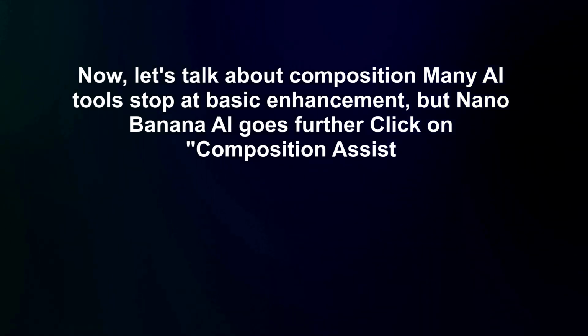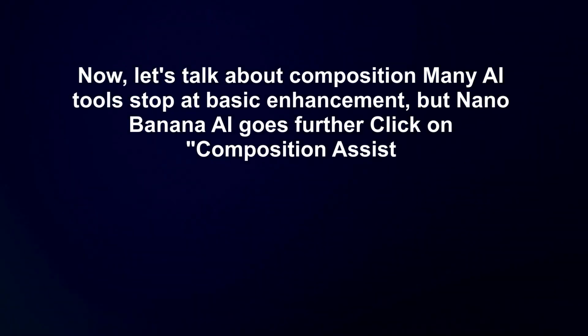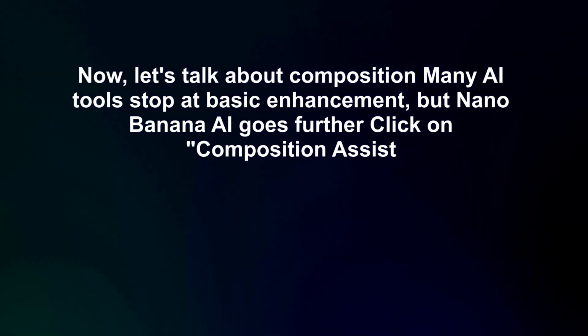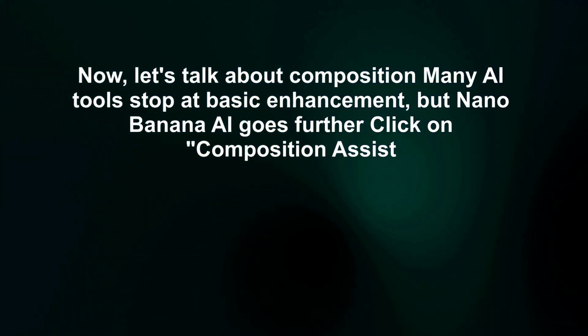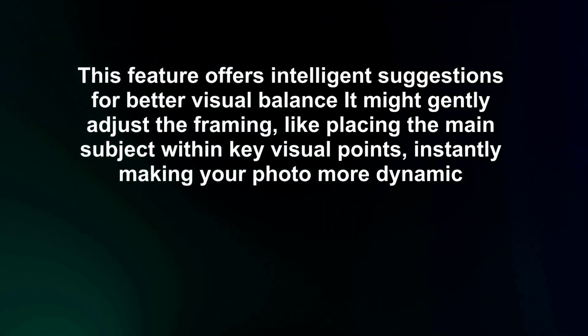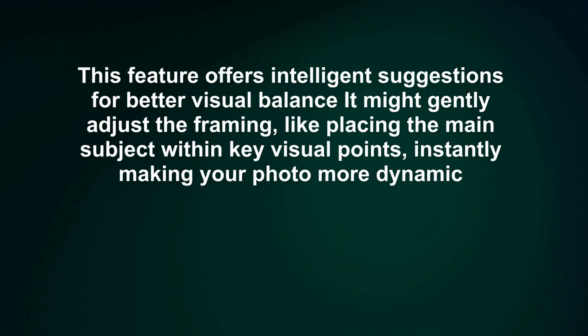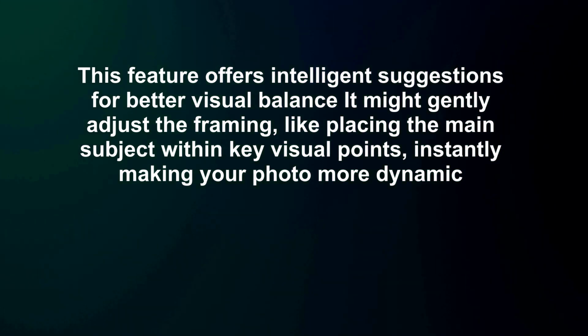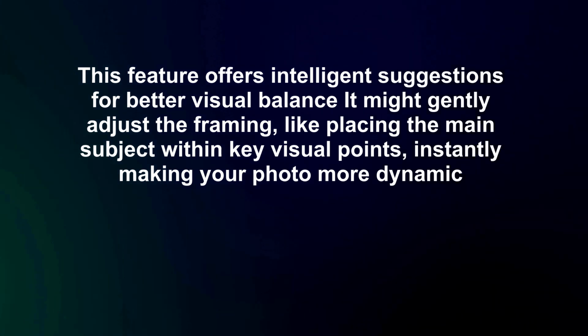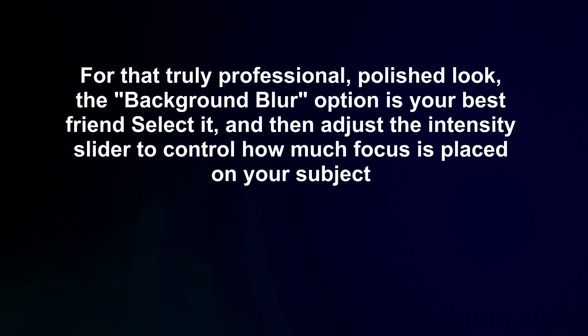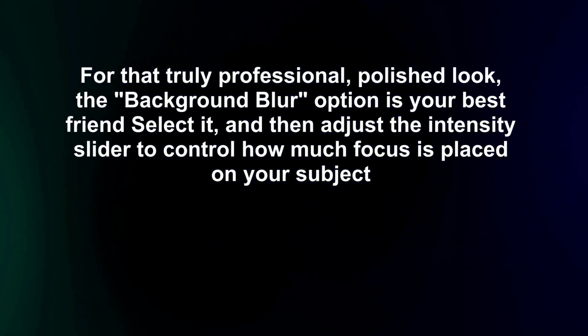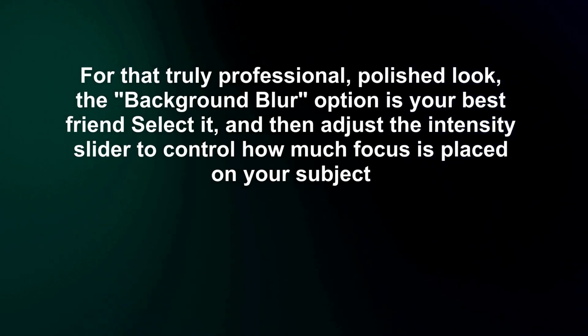Now, let's talk about composition. Many AI tools stop at basic enhancement, but Nano Banana AI goes further. Click on Composition Assist. This feature offers intelligent suggestions for better visual balance. It might gently adjust the framing, like placing the main subject within key visual points, instantly making your photo more dynamic.